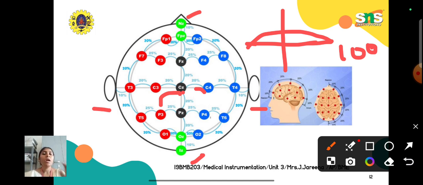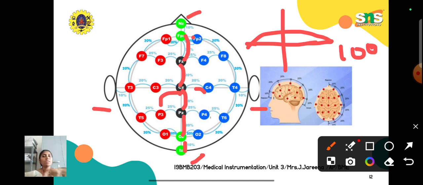Is it clear? Now we have completed horizontal, and now we will go with vertical. Again in vertical also, from NZ to PZ you place the first location at 10%. The second location at 20%, third at 20%, fourth 20%, and fifth also 20%, and the last is 10%. So this is for vertical. Now horizontal is over, vertical is over, and the landmarks for the different electrodes are fixed.